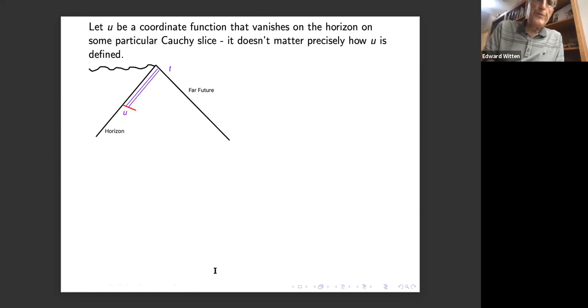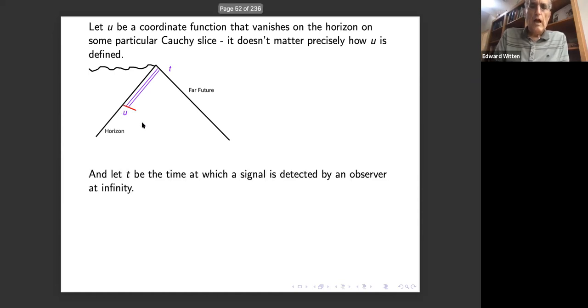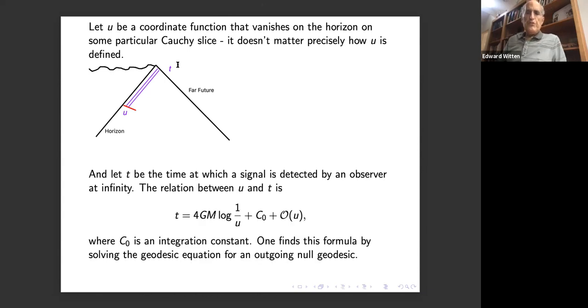So here's another picture where I try to zero in on the important region of the initial value surface near the horizon. I've just drawn a little bit of an initial value surface near but outside the horizon. Let U be a coordinate function that vanishes on the horizon, but it has a non-zero derivative at the horizon. And let T be the time at which a signal is detected by an observer at infinity, the ordinary Schwarzschild time. The relationship between U and T is this one, with an integration constant C0 and corrections of order U. You find that formula by solving the geodesic equation for an outgoing null geodesic.